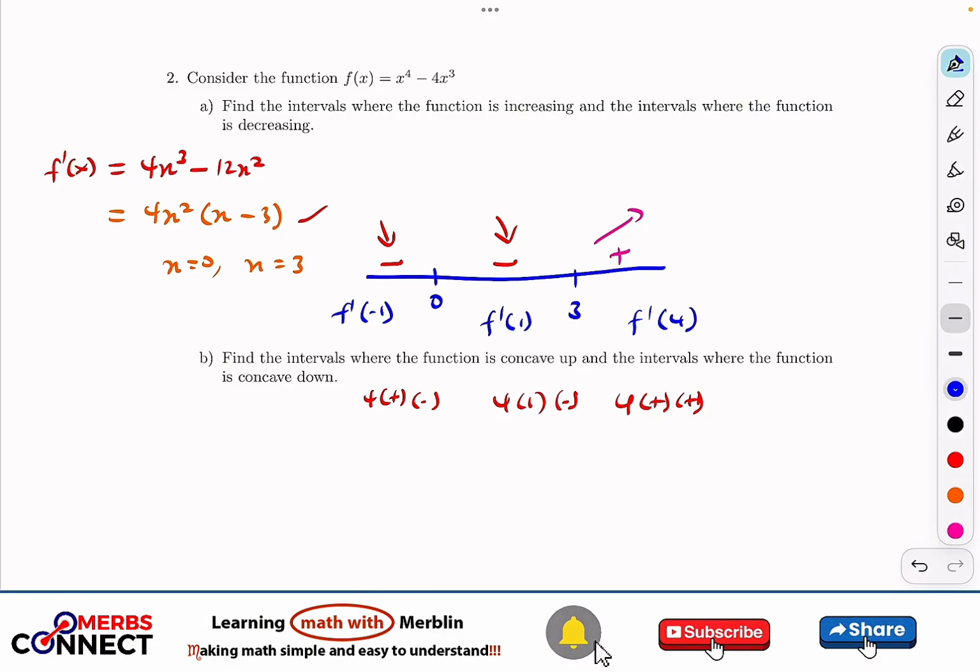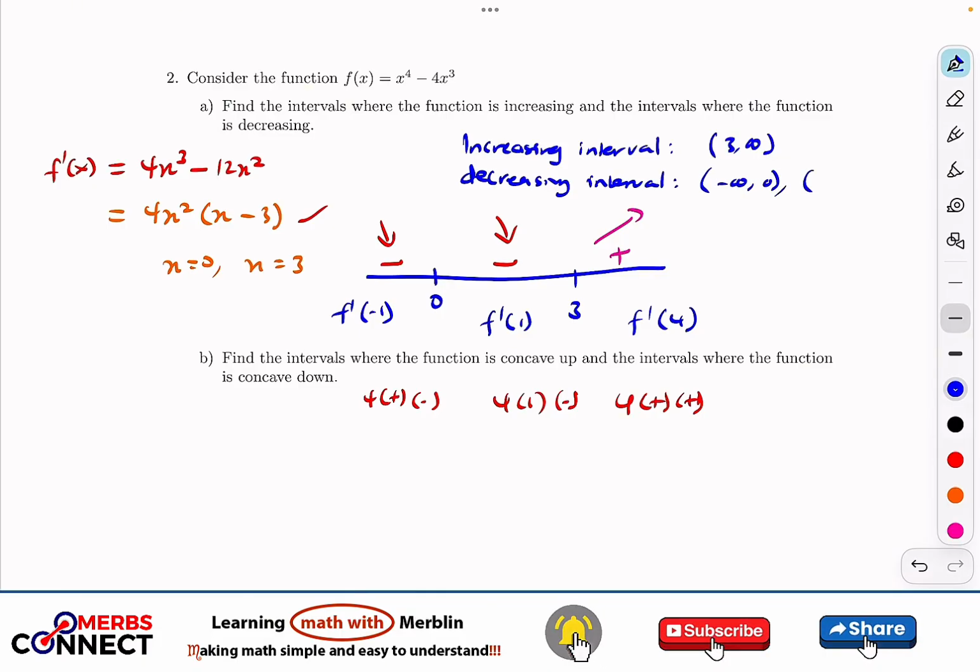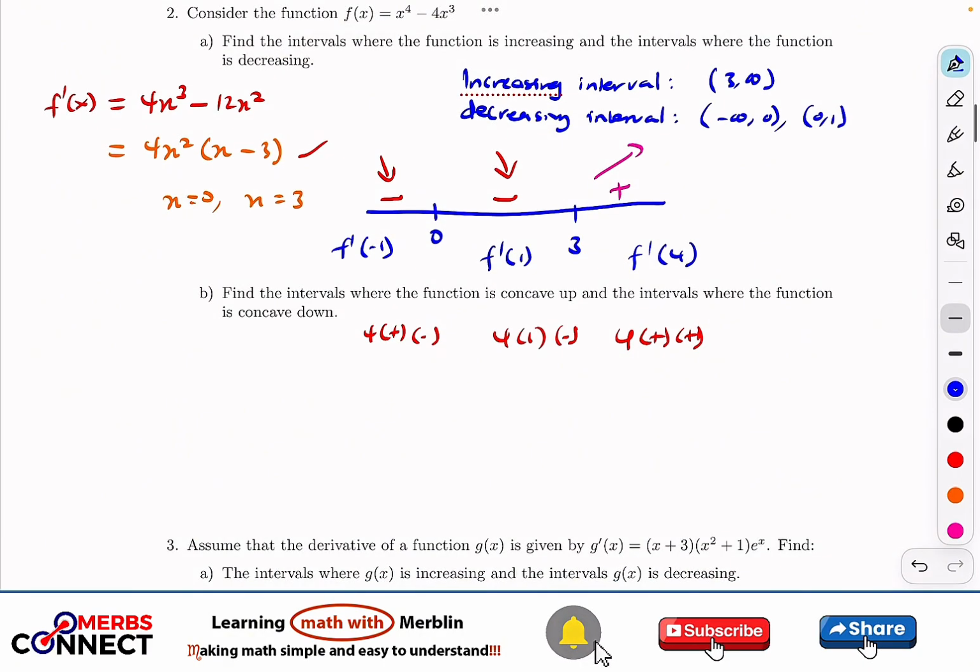So now let's write the increasing and decreasing intervals. The increasing interval will be from 3 to positive infinity, and then the decreasing interval will be from minus infinity to 0, and then from 0 to 1. So that is what we are going to get from here. Very simple from there.